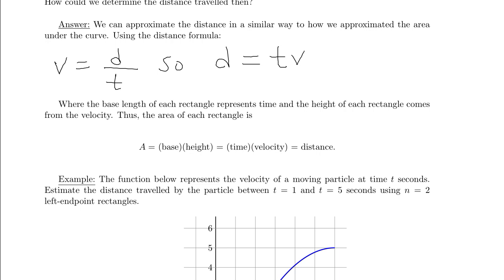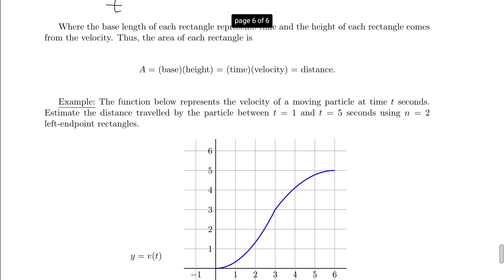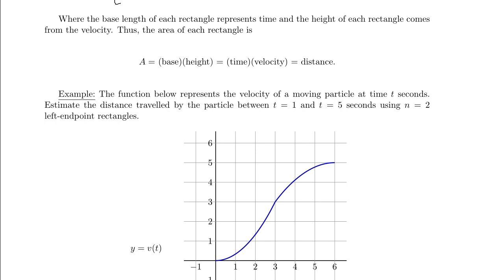And then what would the height be, if we've graphed velocity? Our height of the rectangles, which just come from the y values of our function, would then be the velocities. So when we're taking the area of these rectangles underneath the velocity function, what we're actually doing is taking our base length, which is time, and multiplying it by our y values, our heights, which is velocity. So we're taking time times velocity, which is going to give us distance.